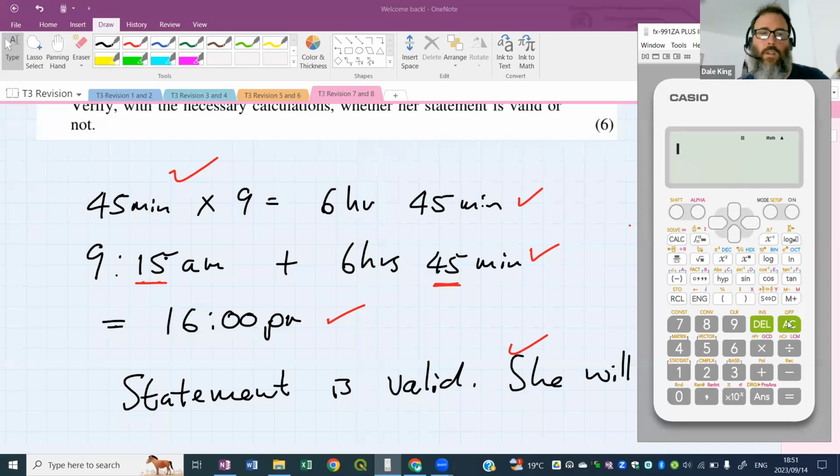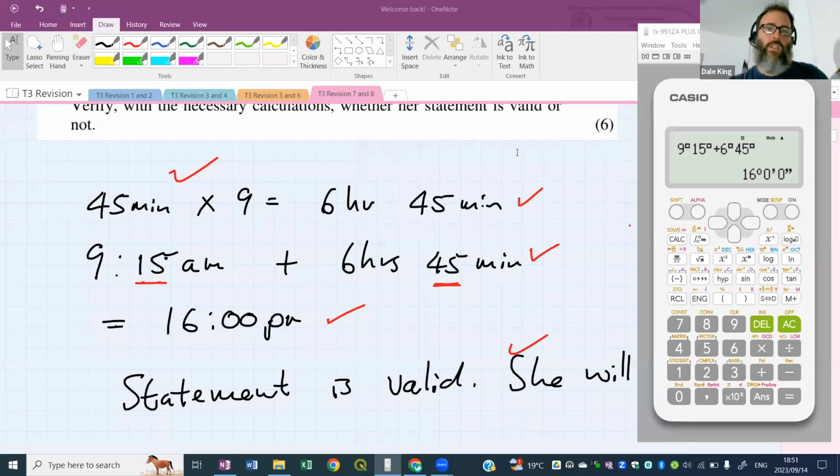All right, let's do it the long way. So let's say 9:15, 9 hours. Oh, it was 15. Hey, 9:15 plus 6 hours, 45 minutes. Keep on doing that. There we go. So if you can use that time button properly, go for it.